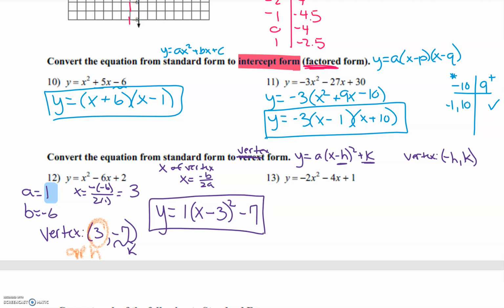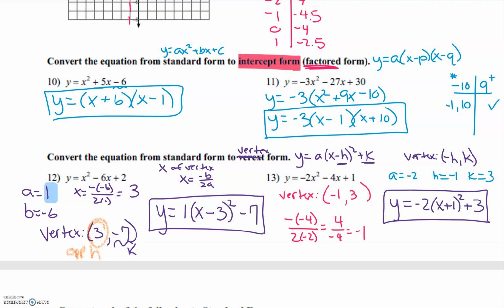Okay, take a second, pause the video, and do the same thing. Find the vertex for 13, then plug in the a and the vertex. So on 13 you should get a vertex of negative 1, 3. Then you can label your a as negative 2, your h is negative 1, and your k is 3. Just remember, when you plug each of those into these three places, you have to take the opposite sign for your h, the one with the x.